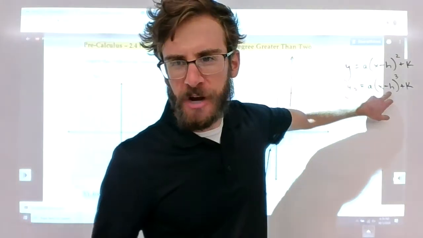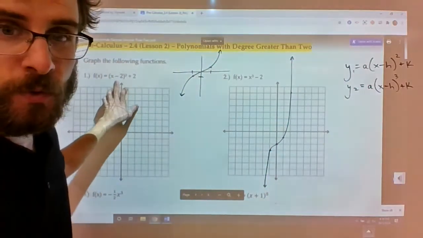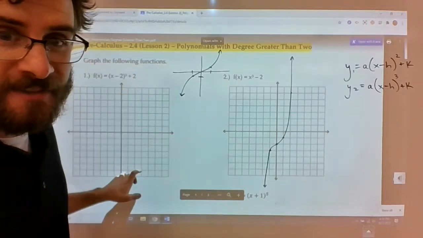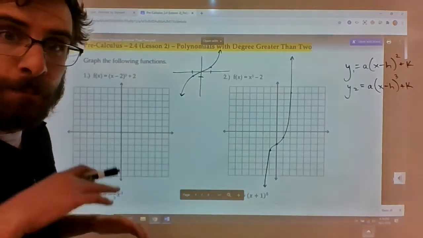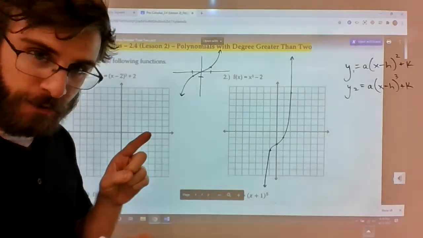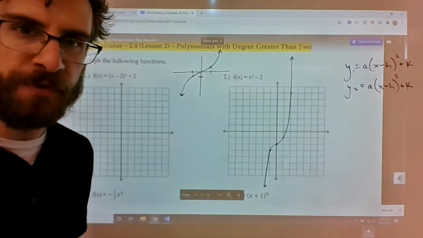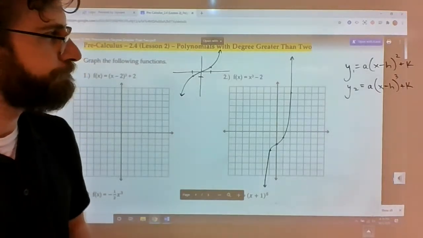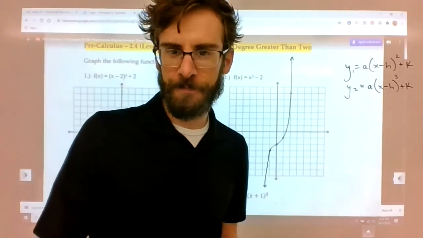I think you can extrapolate what's going to happen with this h inside here, right? Oh, horizontal shift. What happens in front there? It's going to compress it if it's a fraction. It's going to reflect it if there's a negative. So same concepts as with parabolas, just a totally different curve.